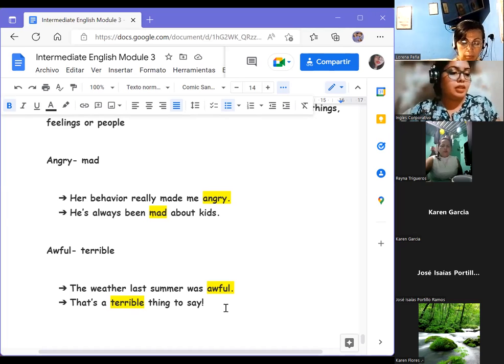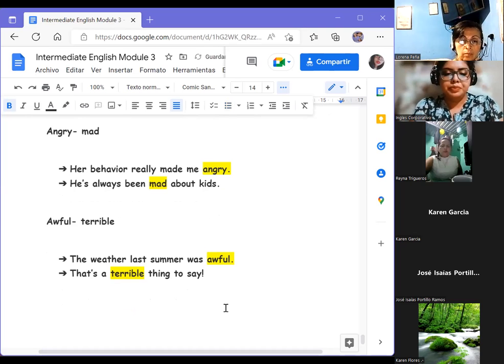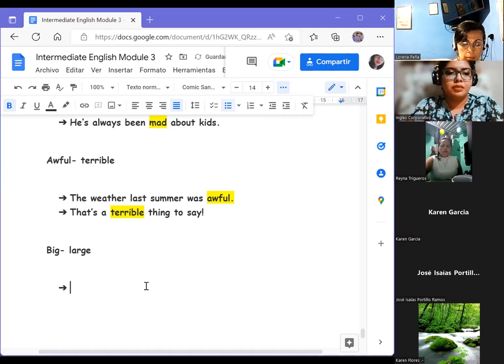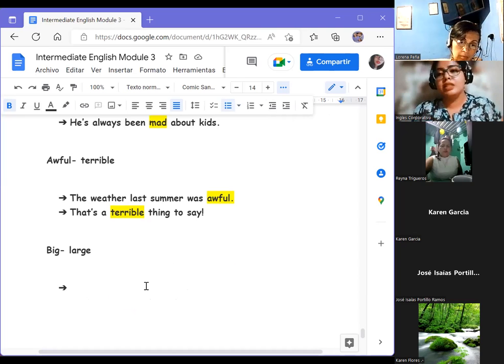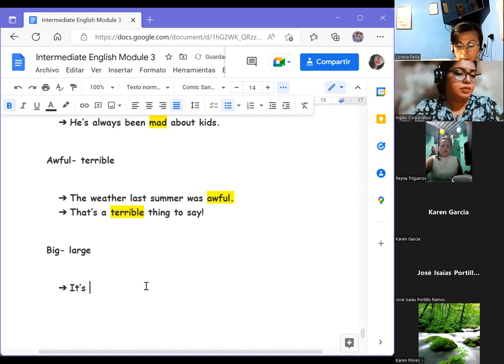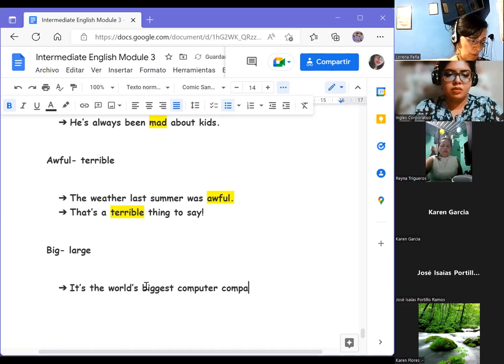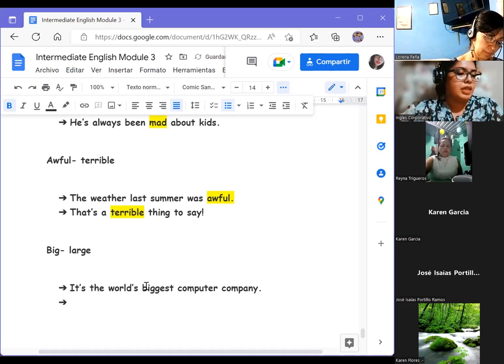Then we have another one that is big and large. And we have the examples. And we have here the first one, and it says, it is the world's biggest computer company. We can use the superlative or comparative of the adjectives. There is nothing wrong with using those words, but in that case, we are using the adjective. So in that case, we are going to mark the adjective. And the second one, it says, Brazil is the world's largest producer of coffee.